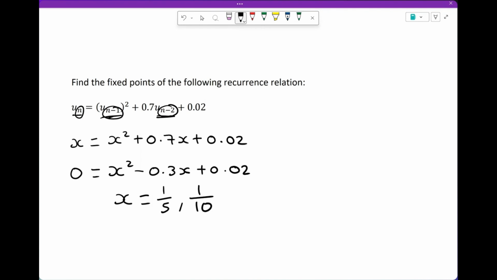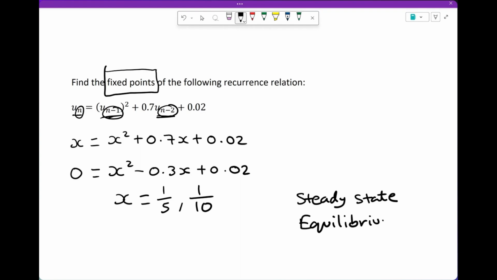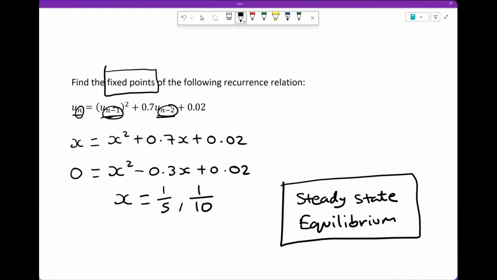Now, in contextual scenarios, there might be some other different words used instead of, say, a fixed point. You might see the phrase steady state, because if you're steady, you're not moving, so therefore it's a fixed point. Or another phrase used in some contextual scenarios might be the word equilibrium, which is once again linked to the idea of staying the same. So just make sure you look out for these phrases in contextual questions, and if you do see them, they're essentially asking you to find fixed points.